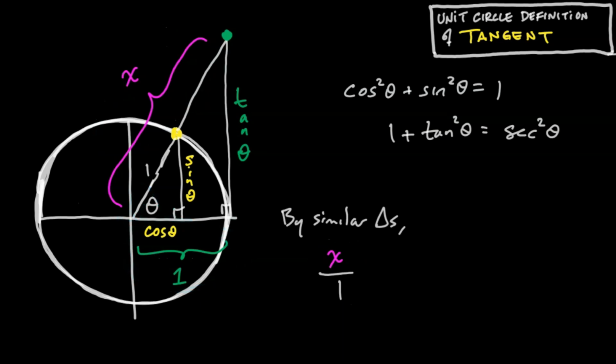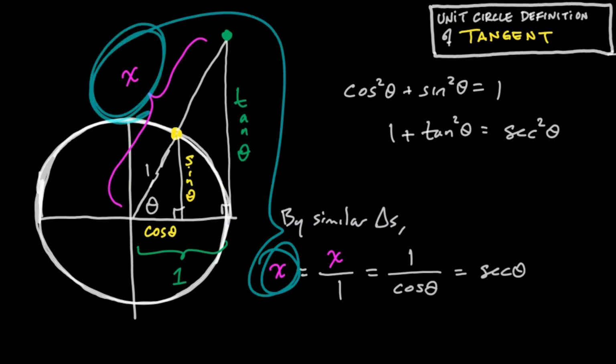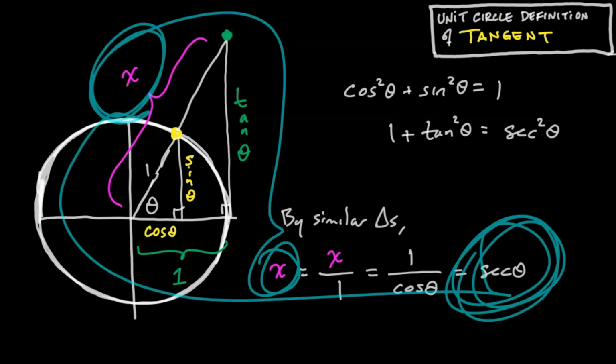X over 1, which of course is just x, is going to be equal to the corresponding ratio, hypotenuse to adjacent, on the small triangle. But on the small triangle, the hypotenuse to adjacent ratio is 1 to cosine. And 1 to cosine, of course, is, by definition, secant of theta. Ho, ho, ho! Look what we've just established. X, this hypotenuse of our big triangle, is the secant of theta.